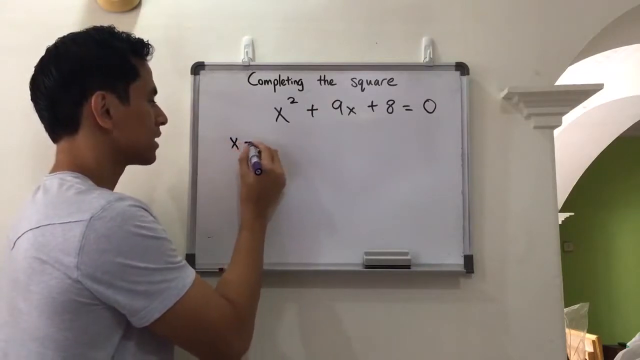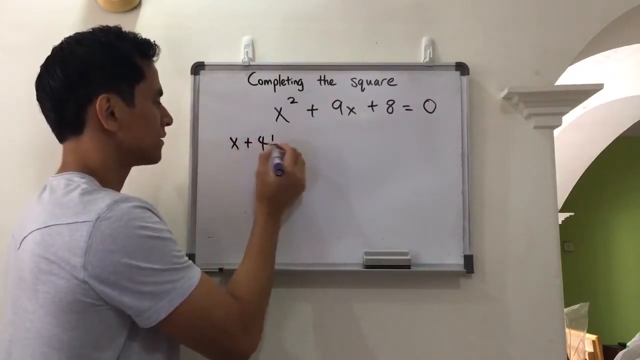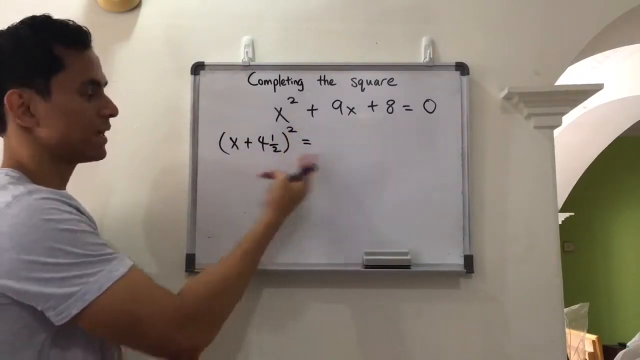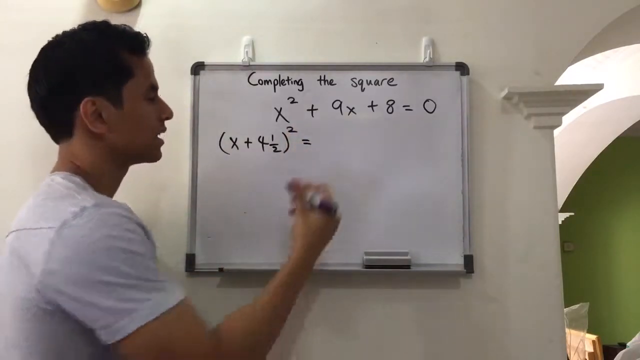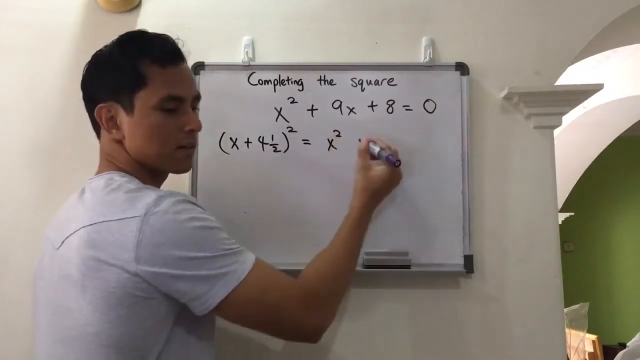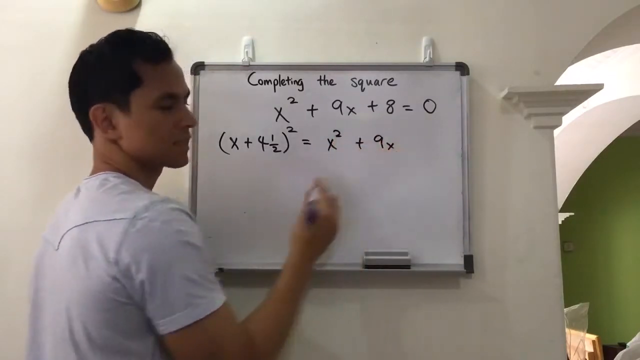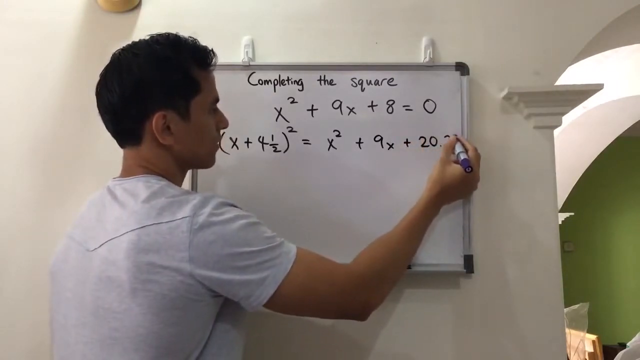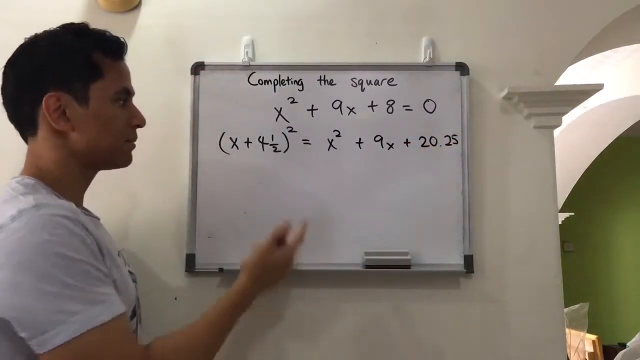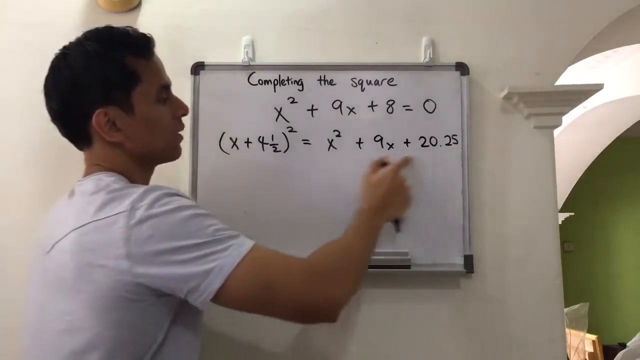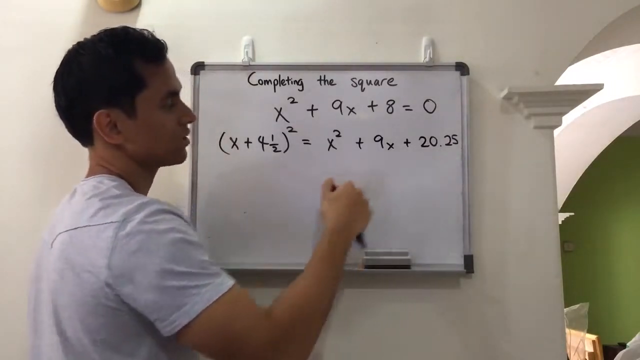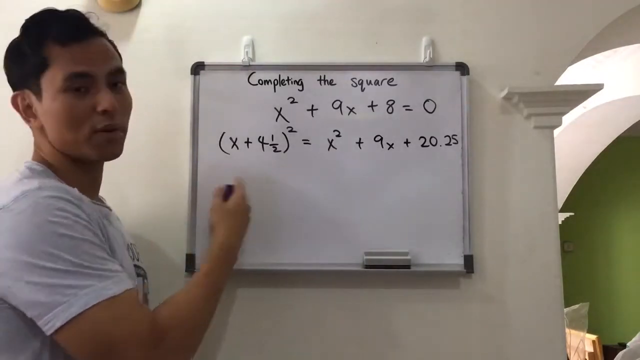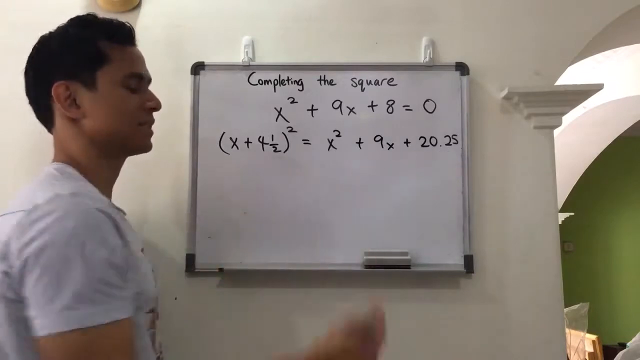So we're going to get (x + 4.5)² equals, and now we're going to expand this. And what does this give us? x² + 9x + 20.25. Okay, in this example, maybe you might need a calculator to solve this, but I've already solved this separately, so I'm able to do it quickly. But this is my point: don't be deterred by the decimal places.